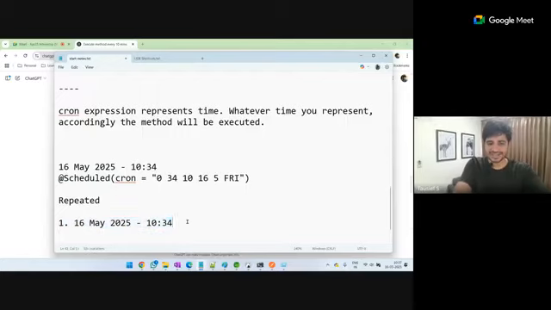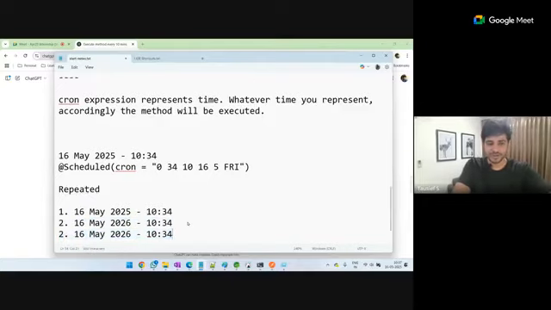When will be the next repetition? It is going to happen exactly at the same time, same date, 16th of May, but the year will be different, 26. That will be the second occurrence. And then the third occurrence will be one more. So that is another thing to note. Okay, these are not one-time executions. These are repeated work. And at the maximum, every year at the same time, it is going to happen.